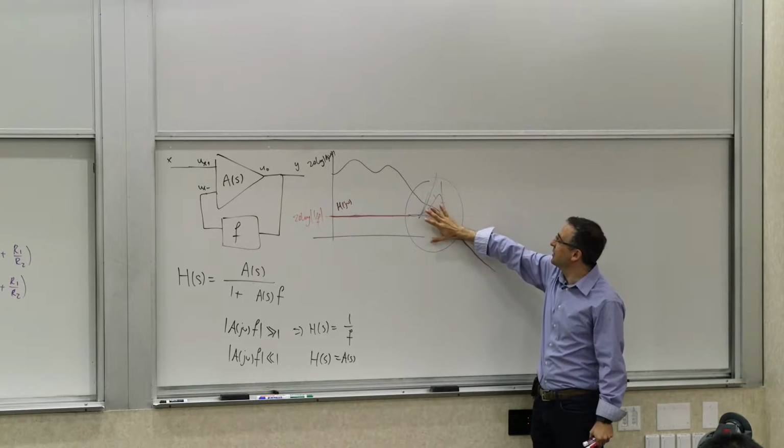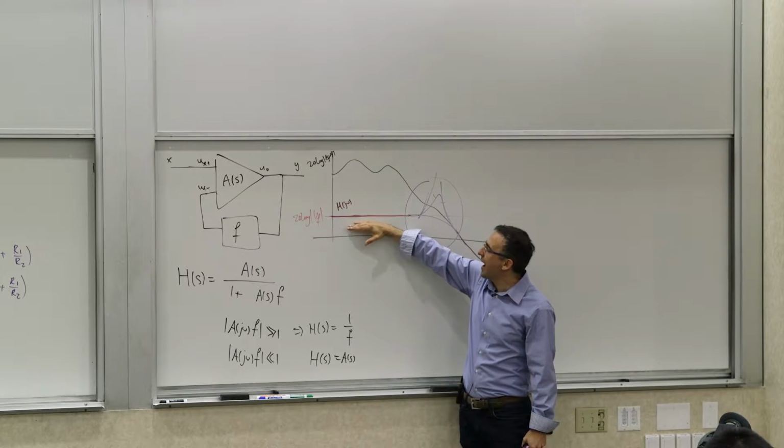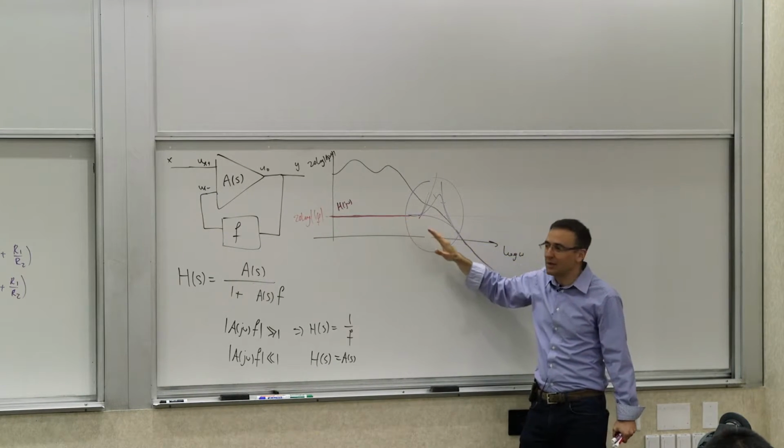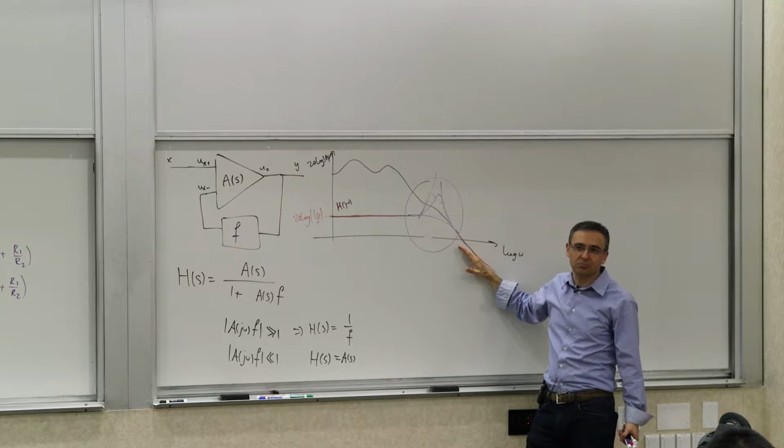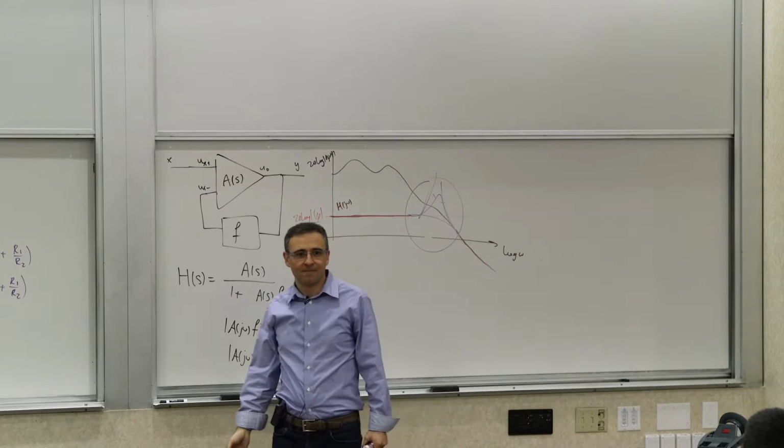But assuming that nothing horrible happens in this area, what you will see is that when you have sufficient gain, you get 1 over f. And when you have too little gain, you just get the response. The feedback is not doing anything. And that's an important picture.